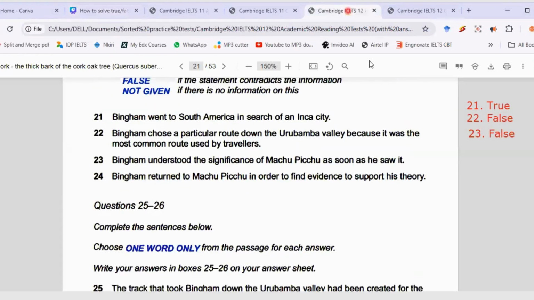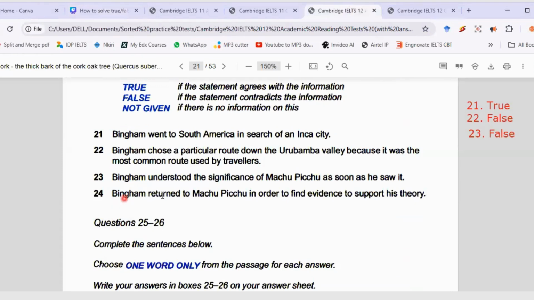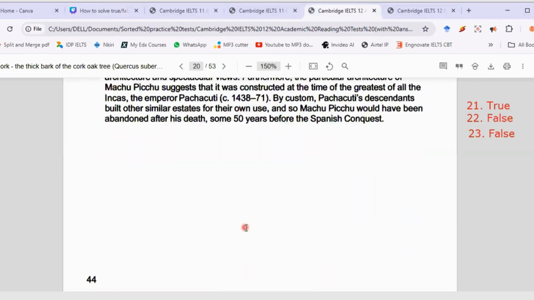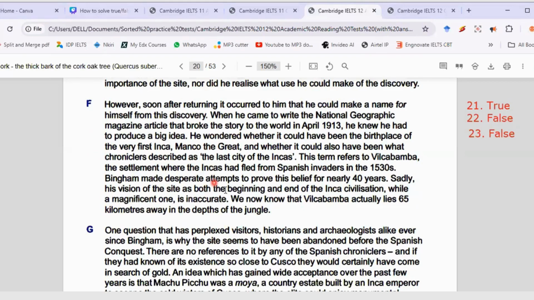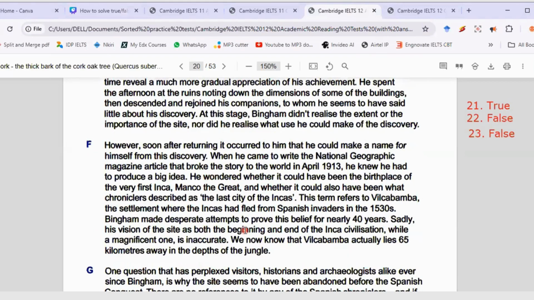This thing here where it says that Bingham returned to Machu Picchu to find evidence. It's not in the past, it's extra information. We don't know whether he returned or whether he did not return. It's not in the passage. If you read paragraph F and paragraph G, we don't know whether he returned or he did not return.